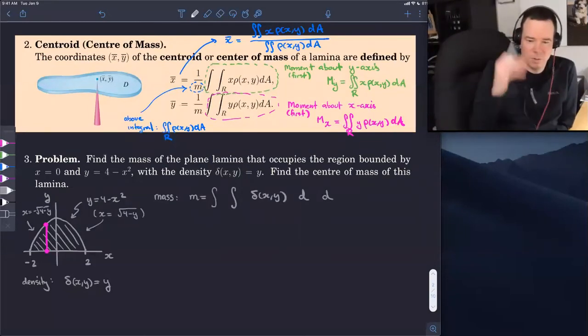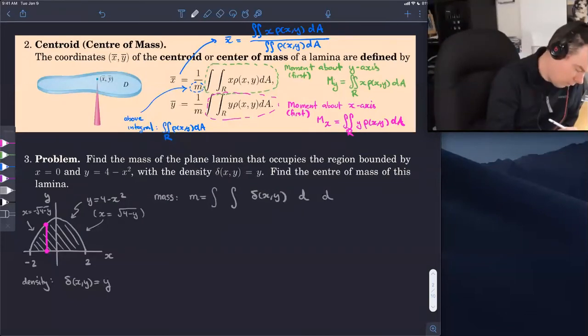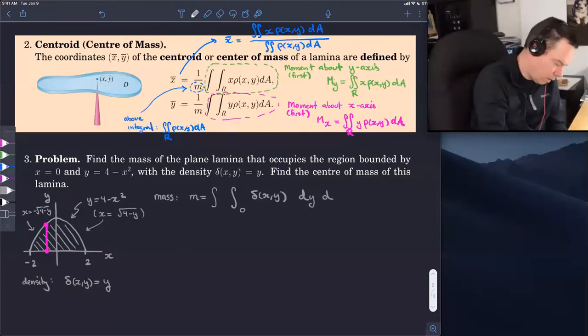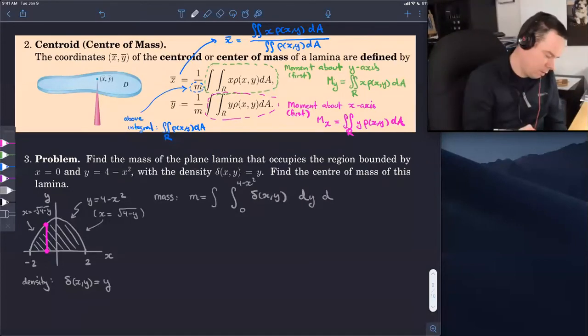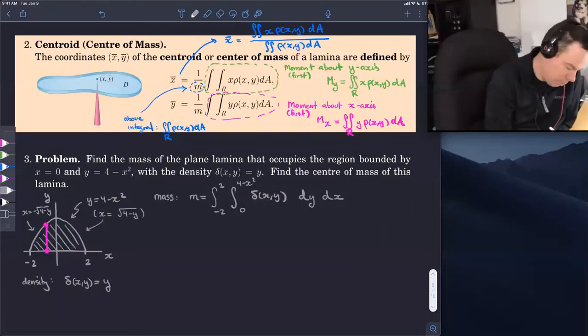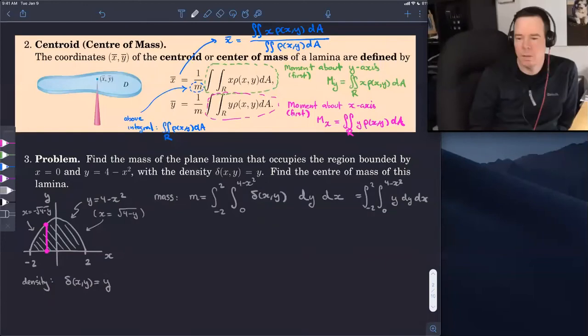Well, if I integrate in the vertical direction first, then everything's nicely expressed. So we're going to take the integral in our vertical direction, dy. The y values range from 0 up to 4 minus x squared. And then to sweep out the region, the x values just go from -2 to 2. And so there's my setup of my integral. That becomes the integral from -2 to 2, the integral from 0 to 4 minus x squared, and the density is just y, dy dx. And so there's our integral.